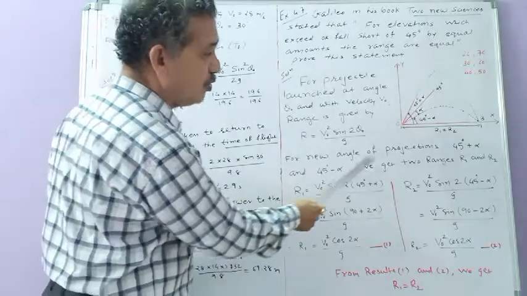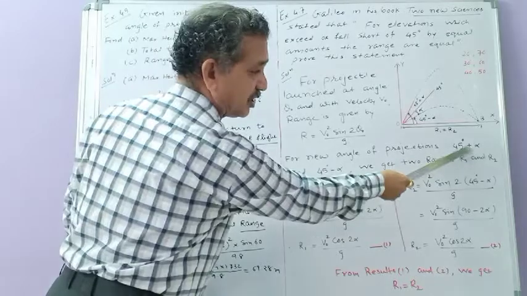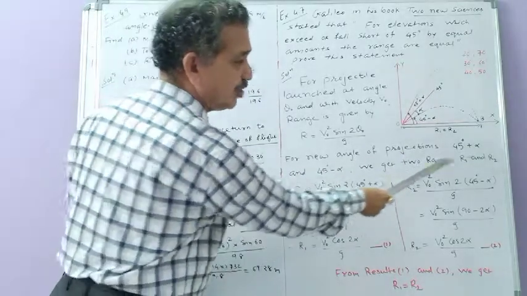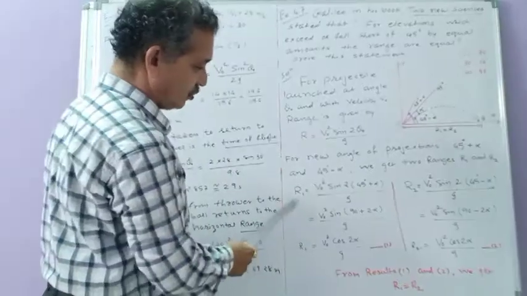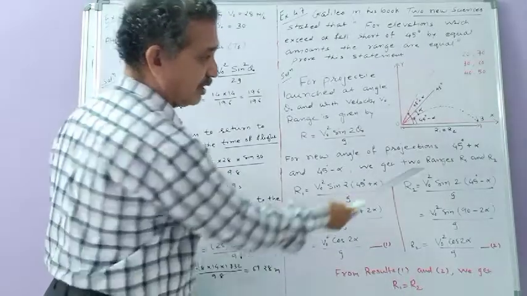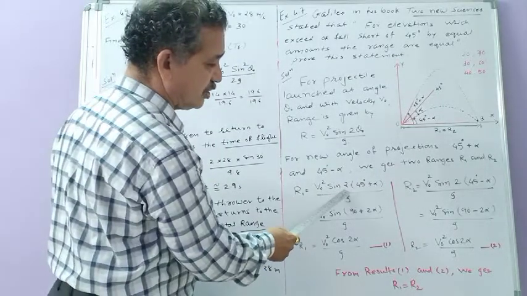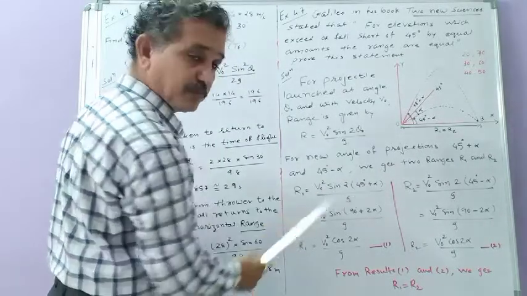Now for new angle of projection, one angle is 45 degree plus alpha, second angle is 45 degree minus alpha. We get two ranges R1 and R2. तो पहले हम R1 कैलकुलेट करते by taking the angle of projection 45 degree plus alpha. तो v0² sin 2θ0 की जगह 45 degree plus alpha.